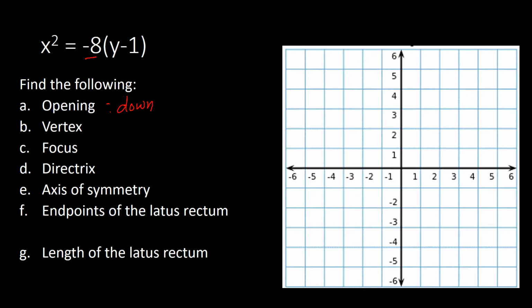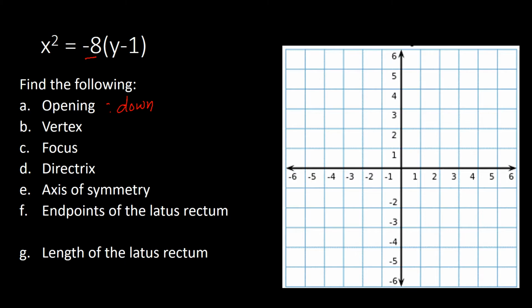In the upward or downward orientation of the parabola, all you have to think of is that when you have a positive, the opening of the parabola will be toward the positive y-axis. And once you have the negative, the opening of the parabola will go toward the negative y-axis. Next, we go for the vertex.